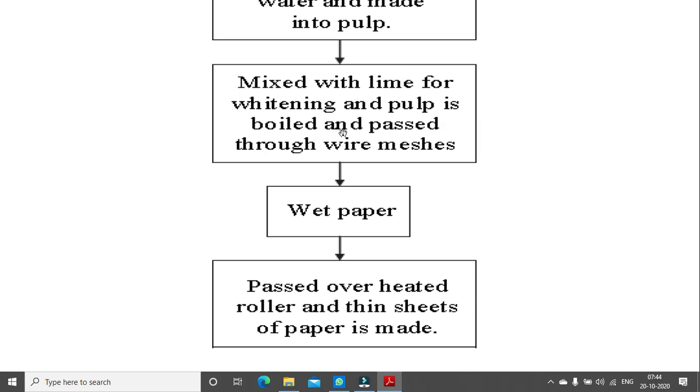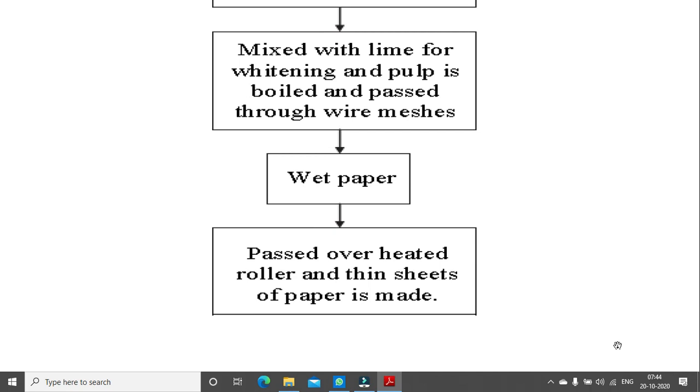Pulp is boiled, second part. Passed through wire meshes, third part. Okay, but each part will connect to the other part with only one arrow. Now here, what do you get after that? Wet paper. What do they do to the wet paper after that? Passed over heated rolls and thin sheets of paper is made.